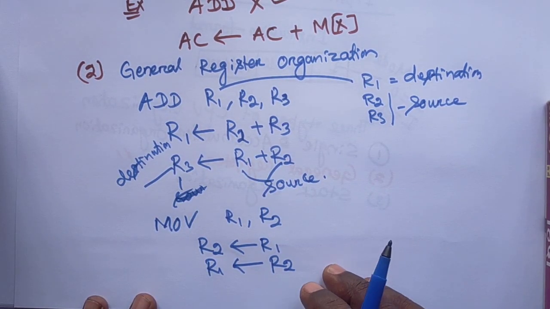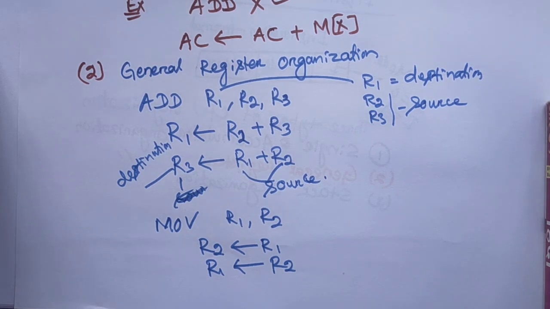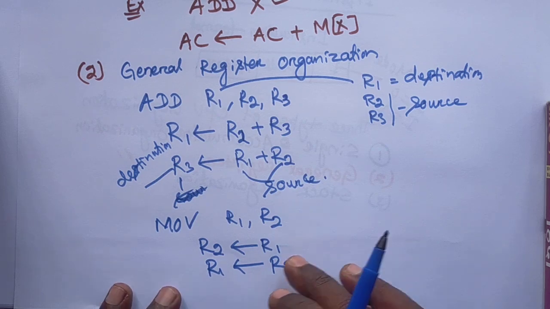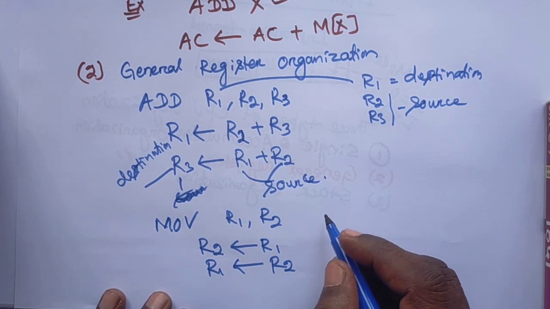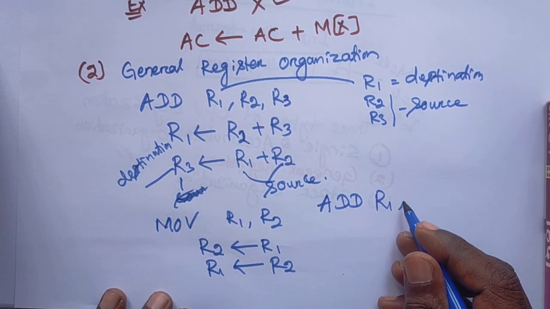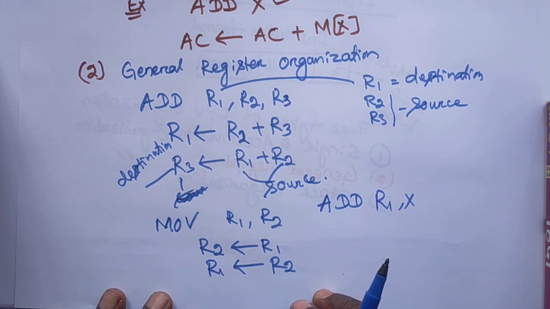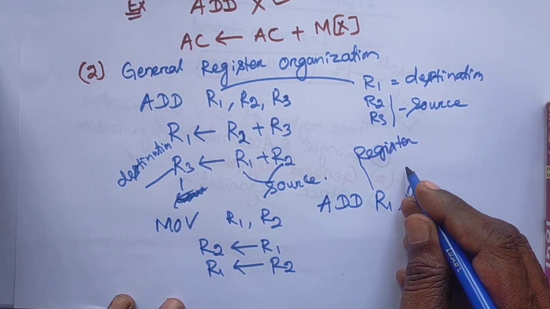Similarly, in another case, sometimes both memory as well as registers are used. A general register type computer employs 2 or 3 address fields in its instruction format. Each address field may specify a processor register and sometimes a memory word also. For example, we can take ADD R1, X. In that case, one part is a register and the other part is a memory.